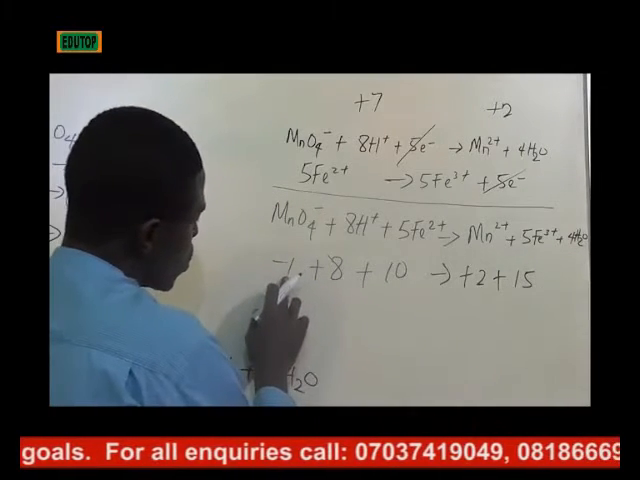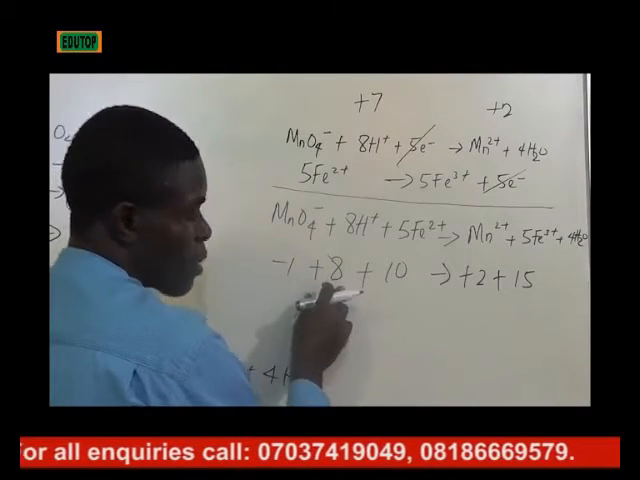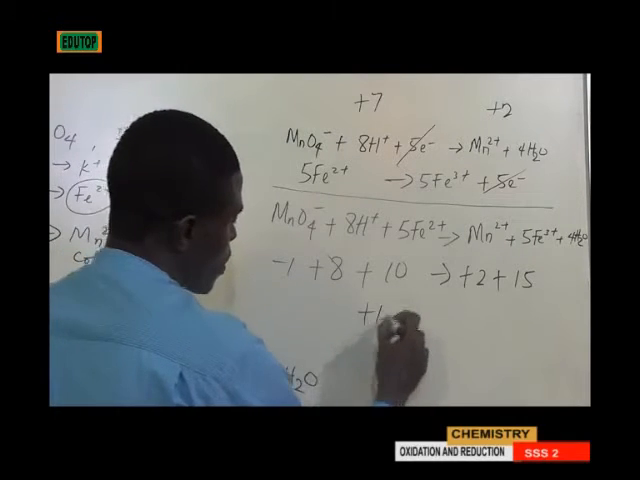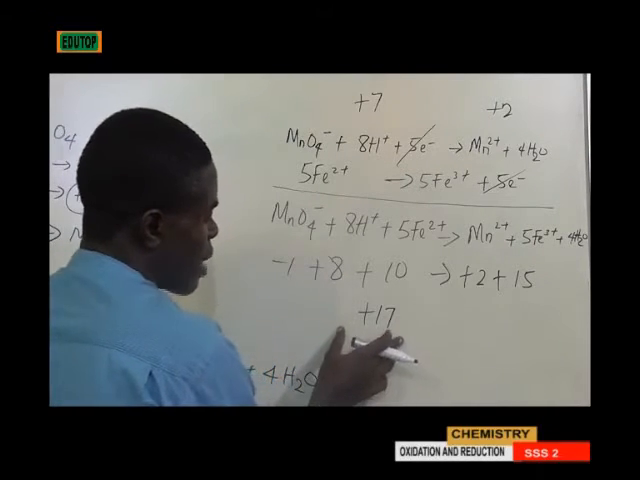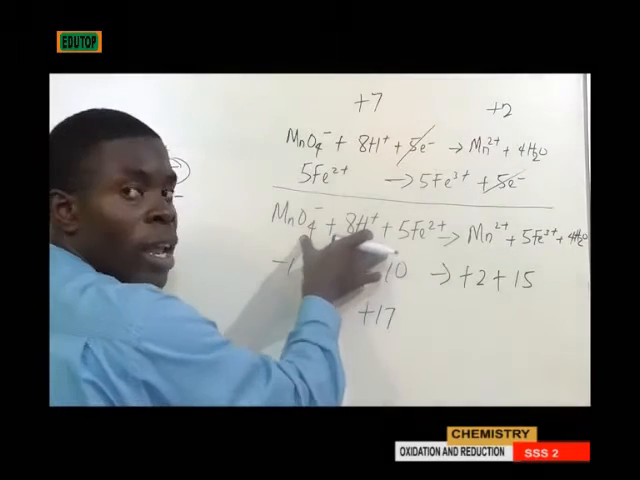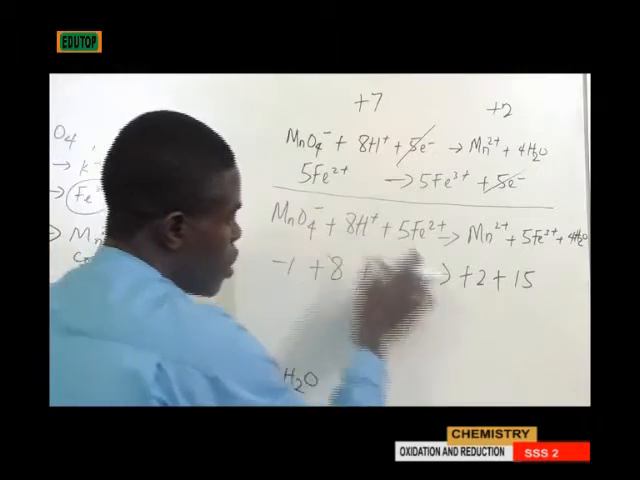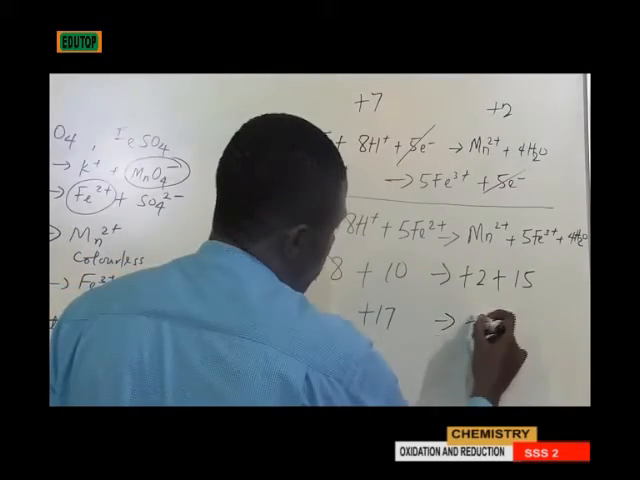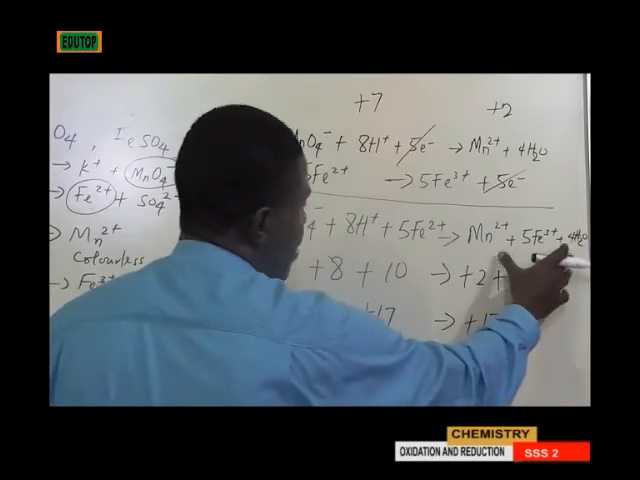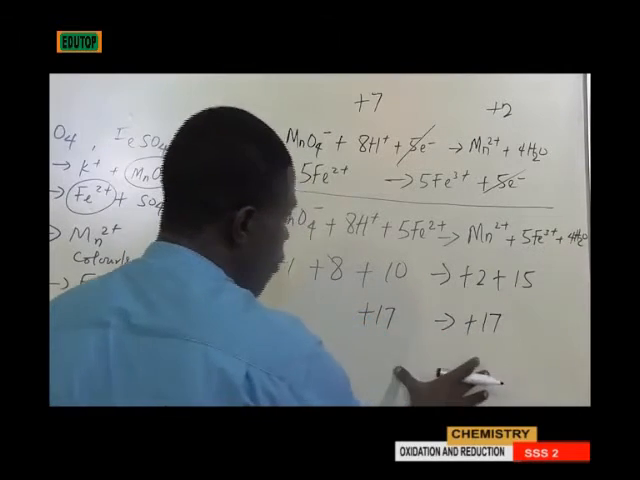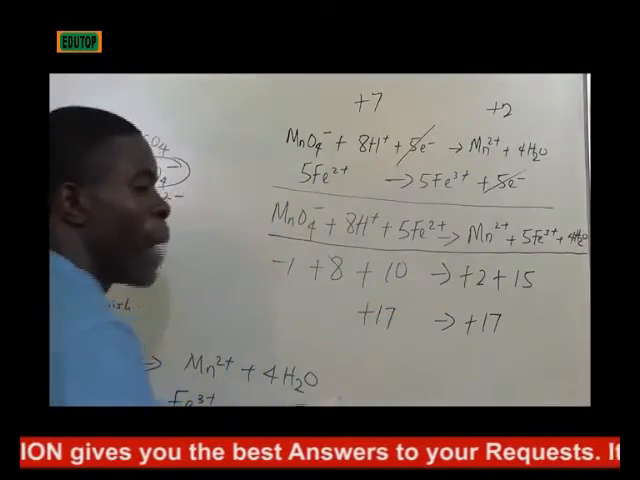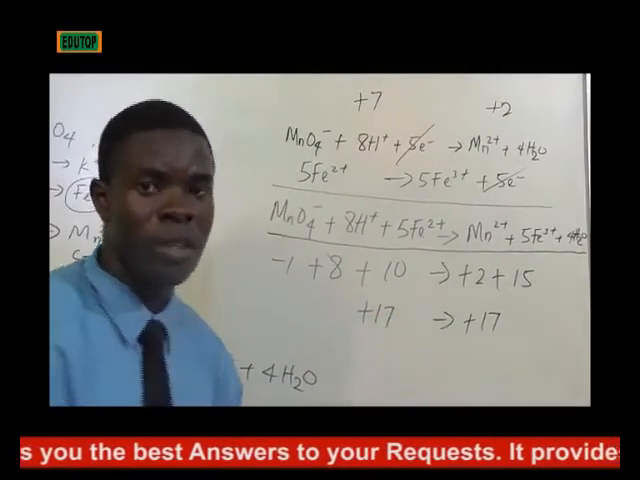Now here, -1 plus 8, that's +7. +7 plus 10 is +17. You have +17 for the overall charge on the left hand side of the equation. Here too, you also have +17 as the overall charge on the right hand side of the equation. Therefore, this reaction is a balanced redox reaction.